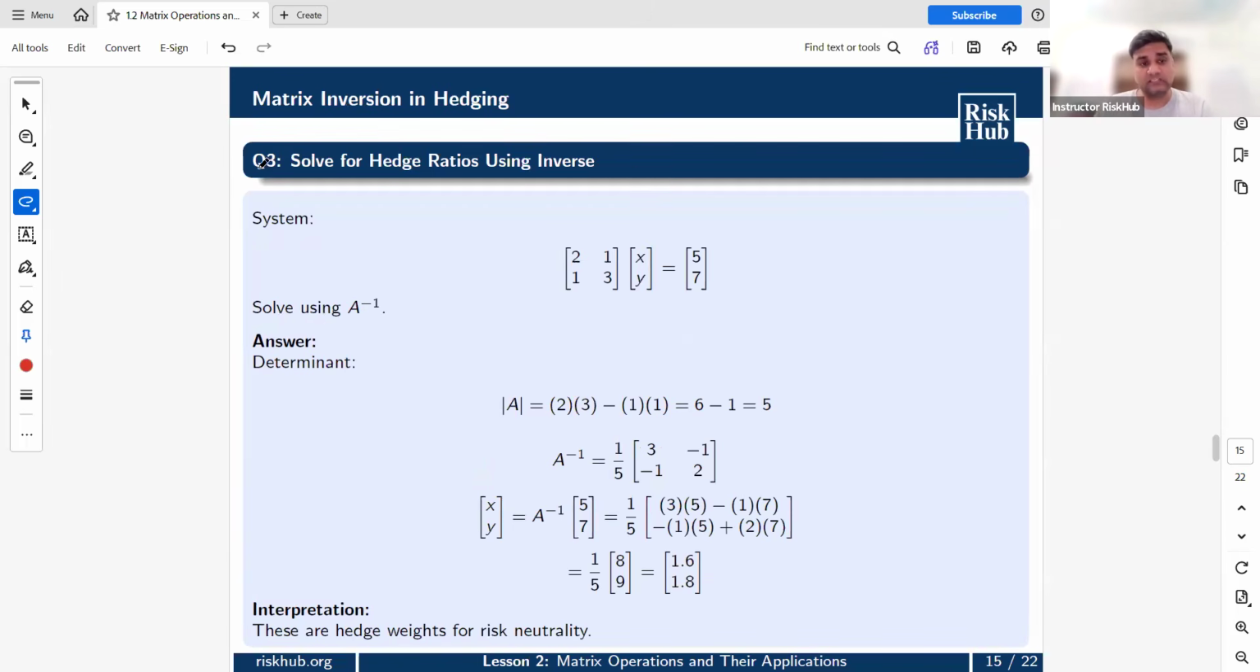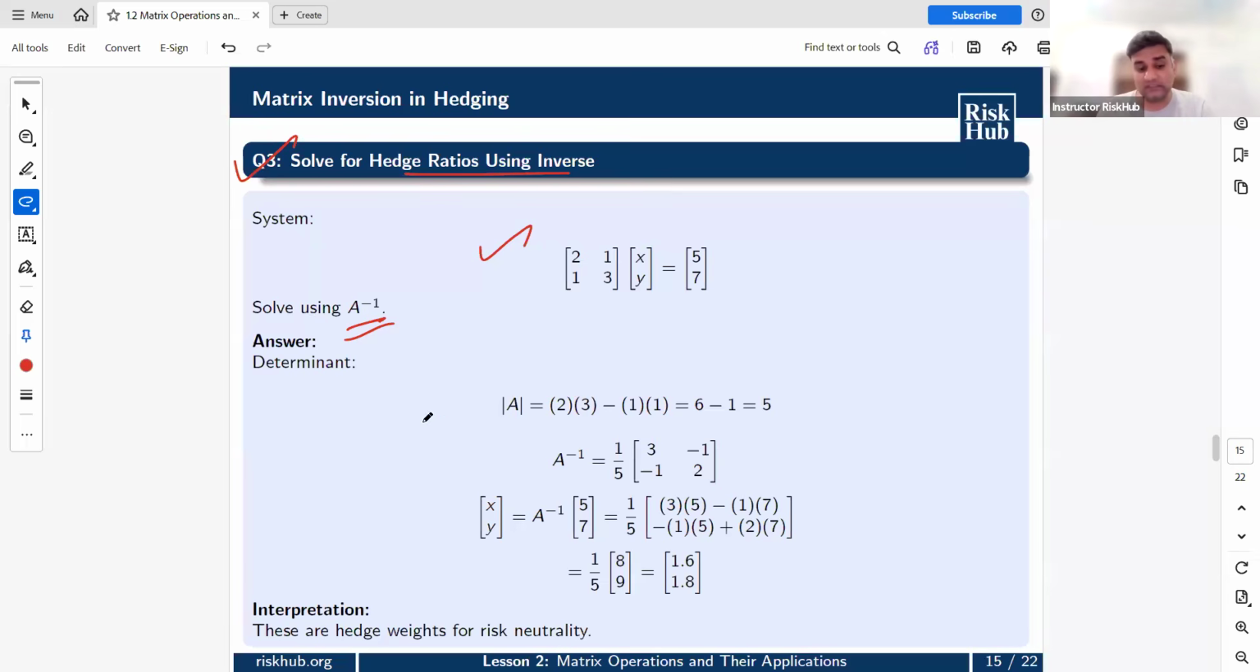Then we are solving for the next one, right? Solve for the hedge ratios using inverse. This becomes extremely practical. This slide is actually close to the real derivative desk, your desk logic, right? So what are we solving? We are solving a system of linear equations, using the inverse. If X is the hedge ratio of asset A and Y is the hedge ratio of asset 2, we want total risk neutrality. This is exactly how hedging systems are built.